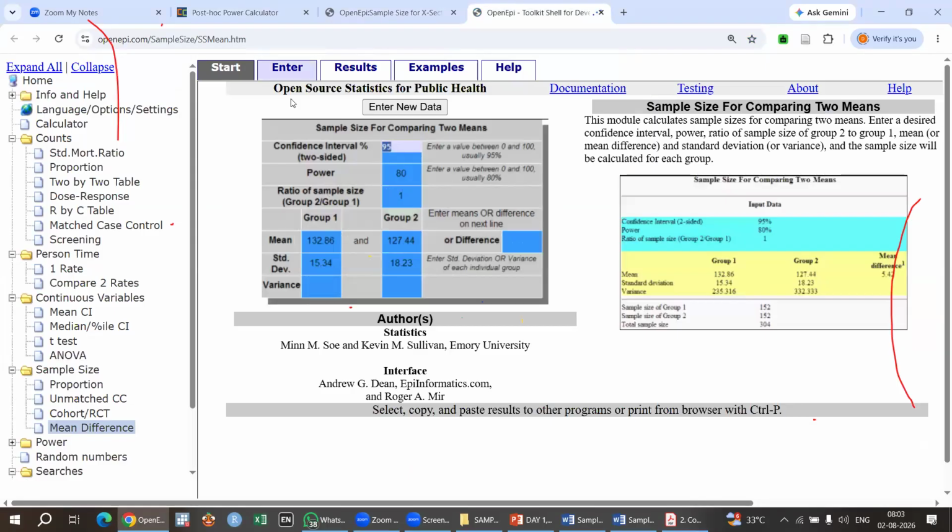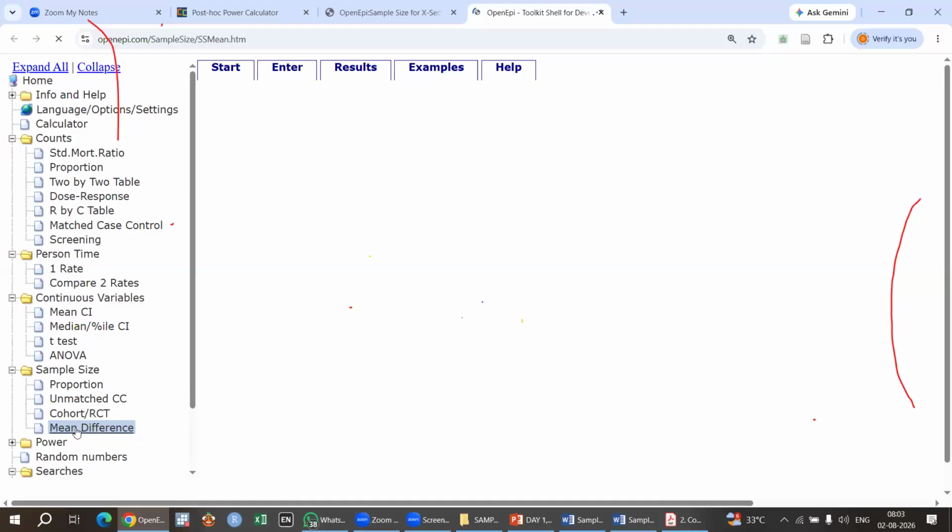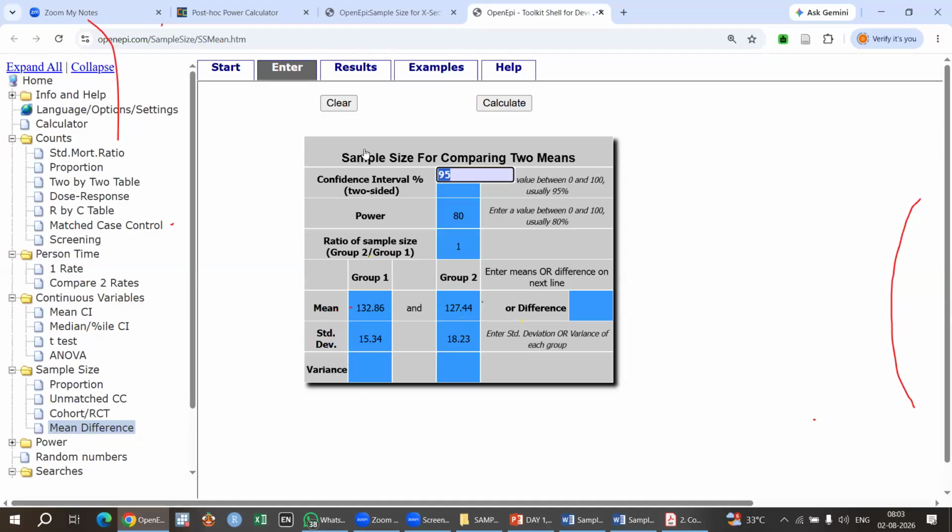Or otherwise, you can just click enter here. Mean difference, then click enter. You will get this here. Click enter. Then you will get group 1, group 2 like this. Okay. Mean difference. Then click enter. You will get this. You have to click enter. Then you will get. Okay. If you have any, again, if you have, yes. Okay. I think now you go. We got it.